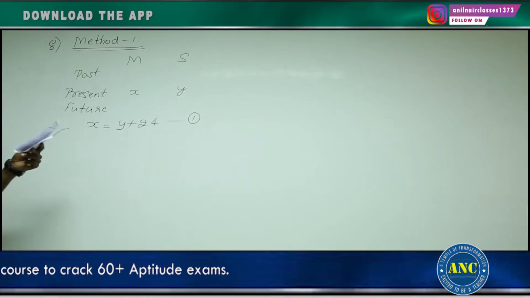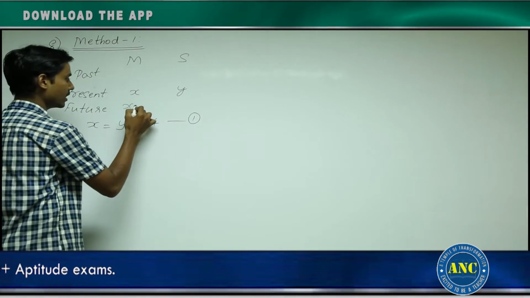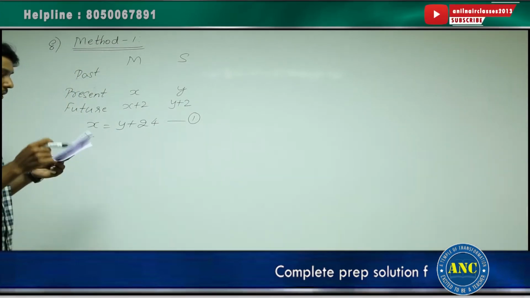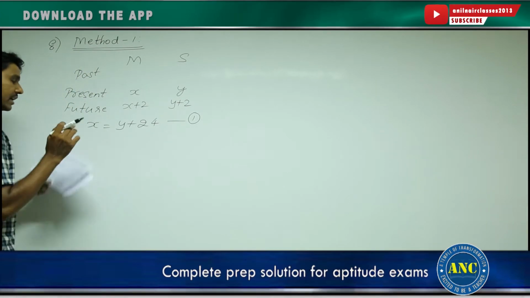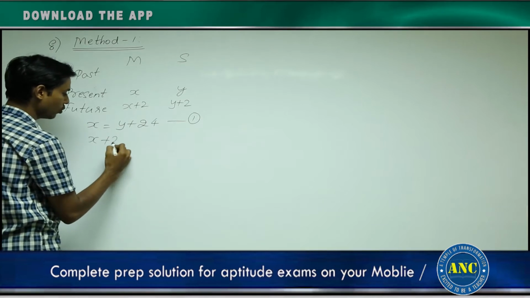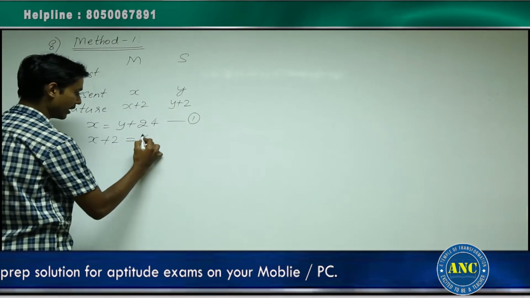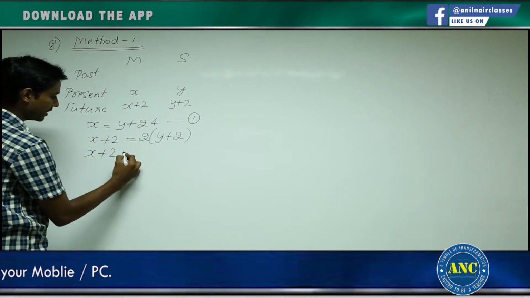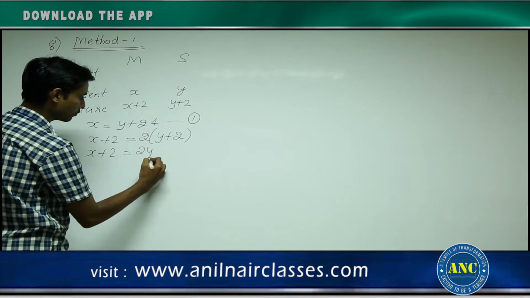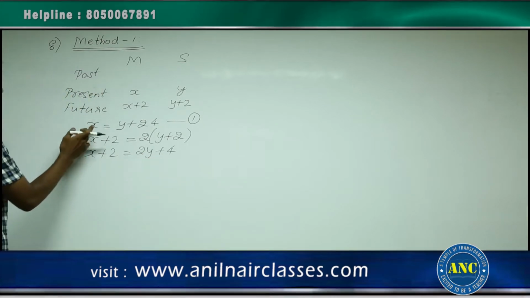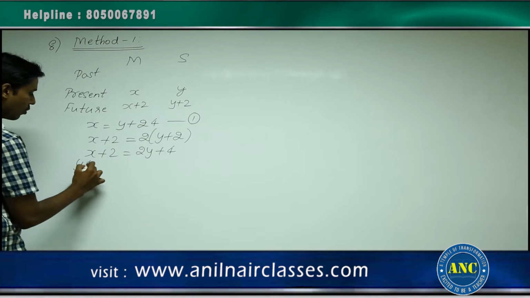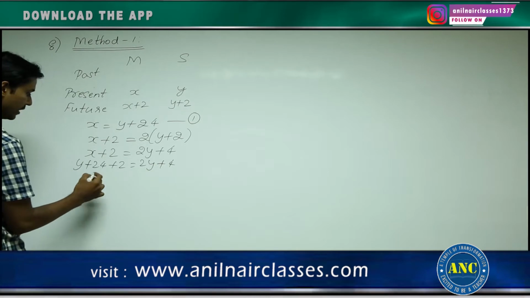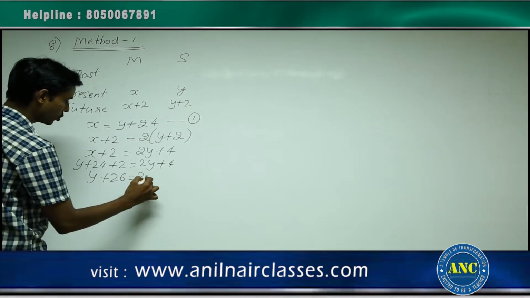What is the second statement? After 2 years, man and son will become X plus 2 and Y plus 2 respectively. His age will be twice the age of his son, so X plus 2 equals twice Y plus 2. If I simplify this, it is X plus 2 equals 2y plus 4. But what is the X value? X is nothing but Y plus 24. So Y plus 24 plus 2 equals 2y plus 4. Simplifying, y plus 26 equals 2y plus 4.